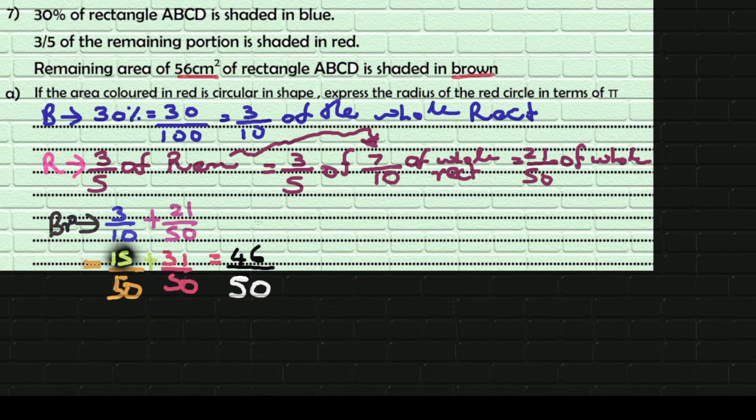Then what is there for brown? So what is colored in brown? If 46 out of 50 is allocated for blue and red, what is remaining for brown? That is 4 parts. 4 out of 50.